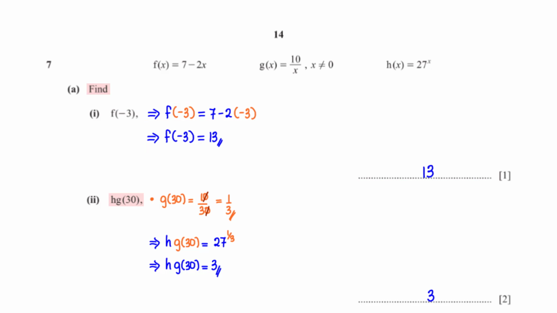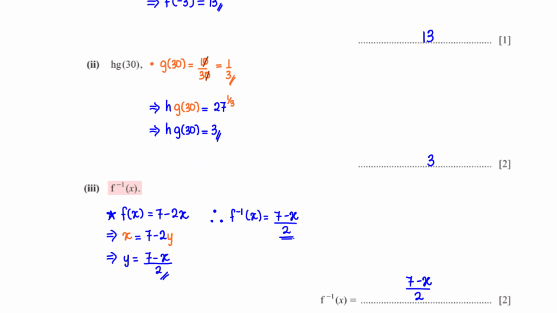Find h of g of 30. First, let's find g of 30. To get g of 30, we replace x in g of x with 30. This gives us 1/3. So now to get h of g of 30, we replace x in h of x with g of 30, which is 1/3. 27 raised to the power 1/3 is 3.